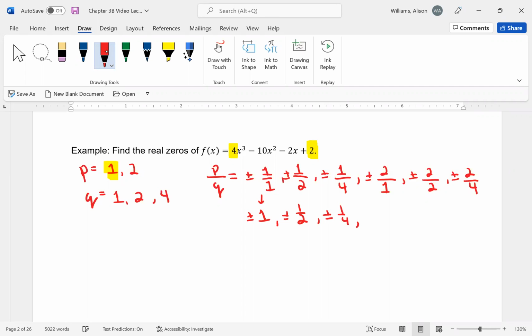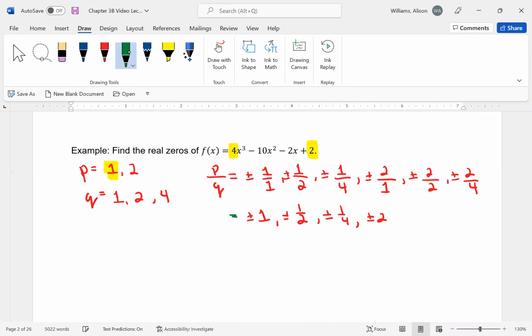Okay. Now 2 over 1 is just 2, but 2 over 2 is 1, which we already have listed. That's right here at the front. So it's already there. I don't need to list that again. Same with the last number. 2 over 4 is 1/2, and I already have that listed right here. So I don't need to list the last two. I'd just be being redundant. Okay, so there we go.